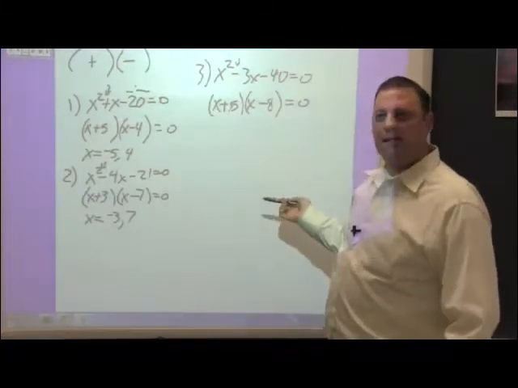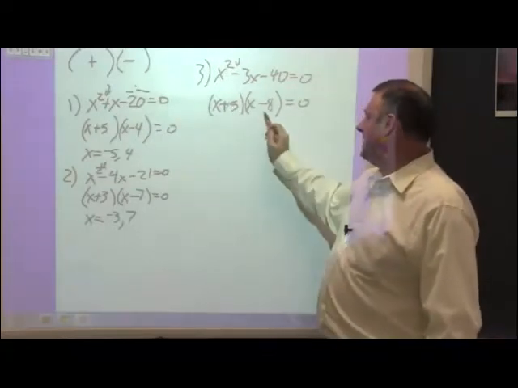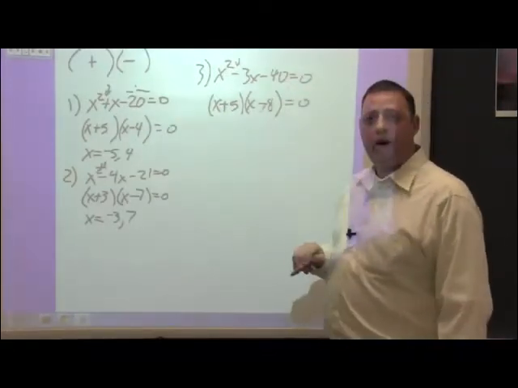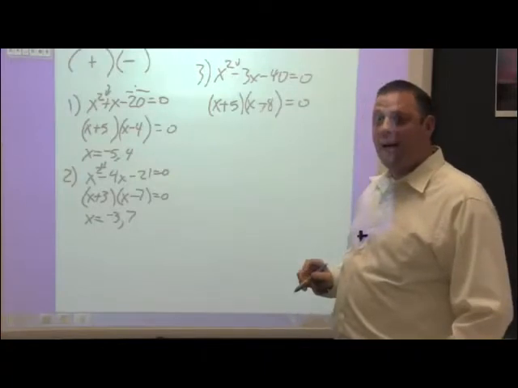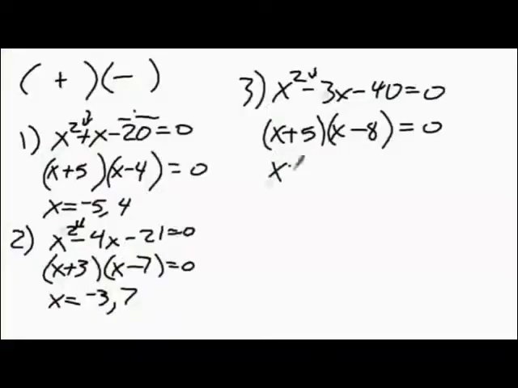Why does it have to be plus and minus in these signs? I didn't cover that, but let me explain real quick. It takes a positive times a negative to give you a negative 40. That's why the signs have to be opposites. Now, let's finish this and we'll be done. For the solution of x plus 5, that root is going to be negative 5, the opposite of it, and the other one is going to be positive 8.